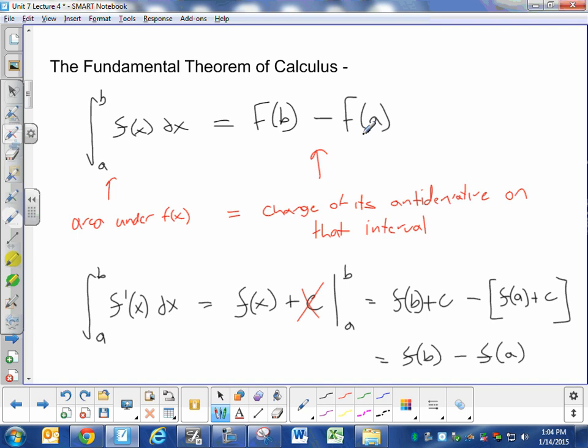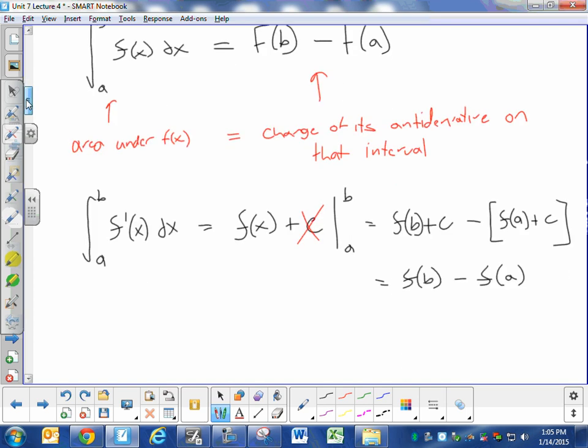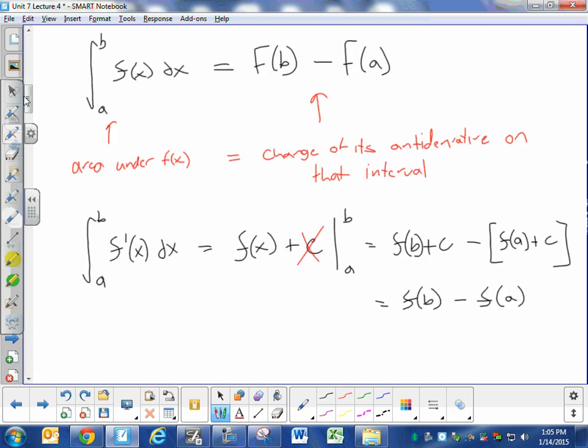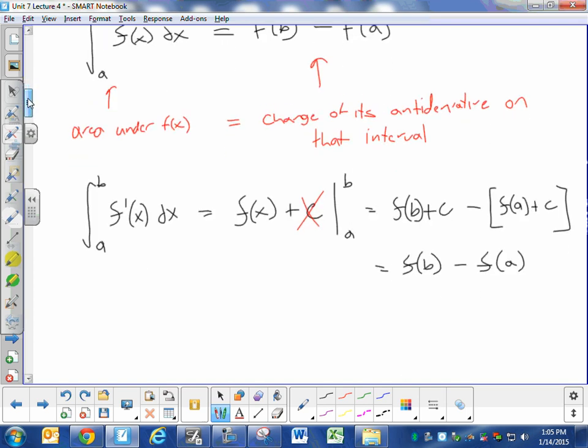It doesn't matter if you start at position 5 and go to position 15. That's a distance of 10. That's the same as starting at position 0 and going to position 10. Still a distance of 10. Or starting at 10 and going to 20. Whatever this constant is that would shift things up or down, it doesn't matter. We just want the change, f of b minus f of a. Okay? So the c doesn't matter.